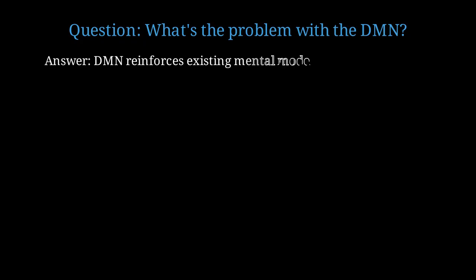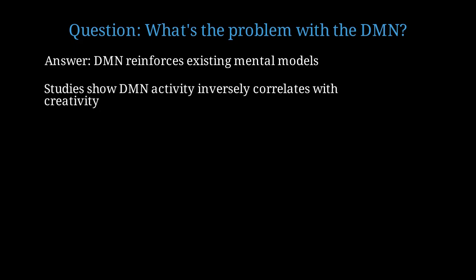The answer is that the DMN tends to reinforce your existing mental models and beliefs. It keeps you in familiar cognitive territory. This is great for routine tasks, but terrible for creative problem solving. Research by Roger Beatty and colleagues has shown that high DMN activity is inversely correlated with divergent thinking tasks. The more your default network dominates, the less creative your solutions tend to be.